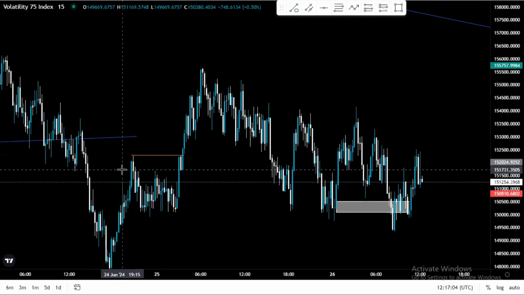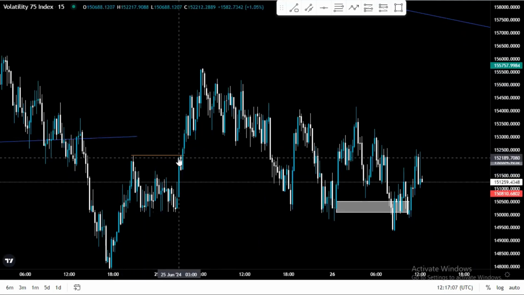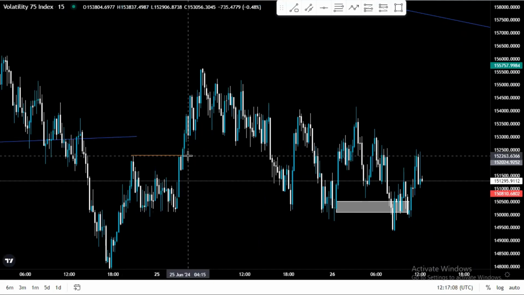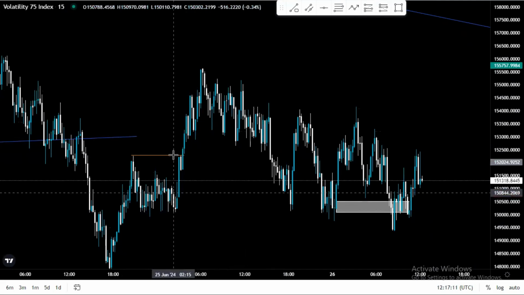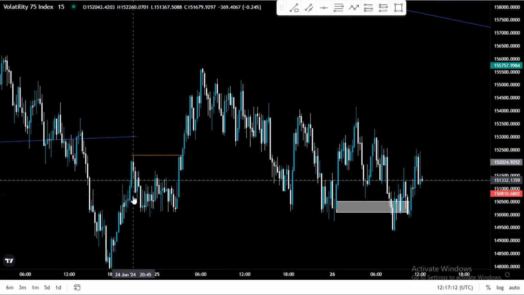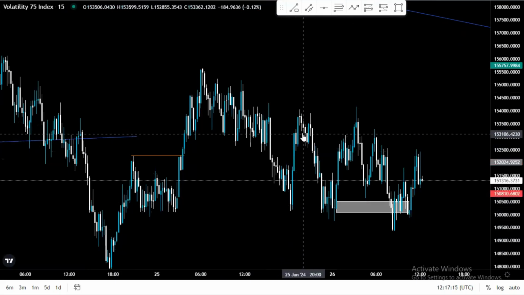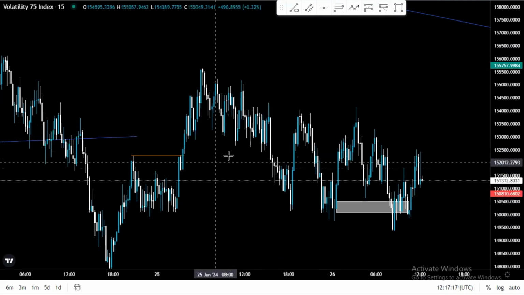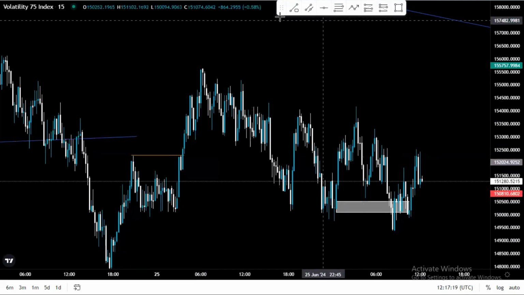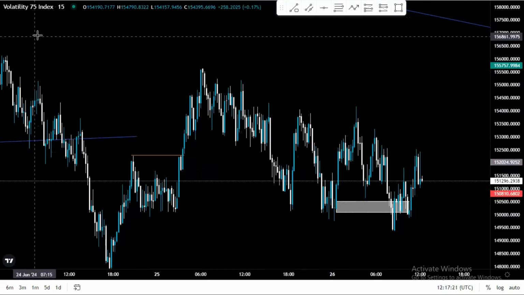Now, if you look at this here, anybody that marks this as a break of structure is very, very right, because you can actually wait for price to come back to this zone here and you place a trade, which happened here. But what I want to share with you guys is this. This is what you need to be doing. All right. This is 15-minute time frame.